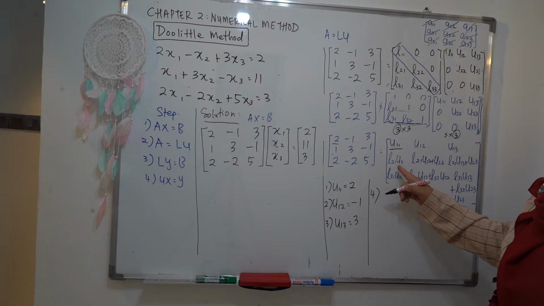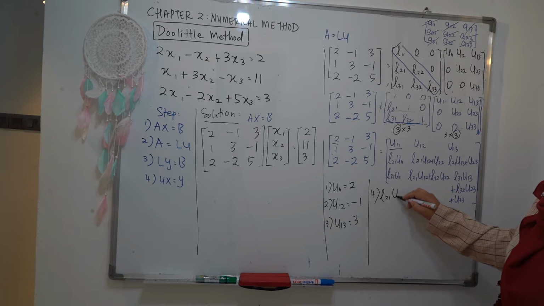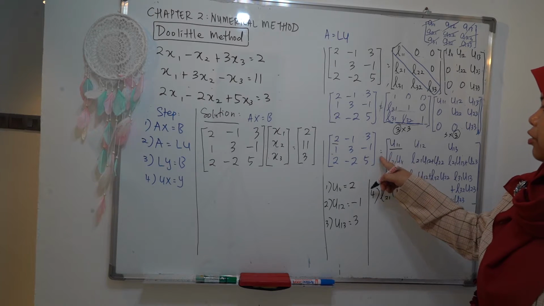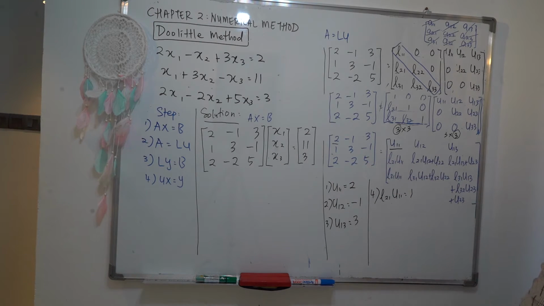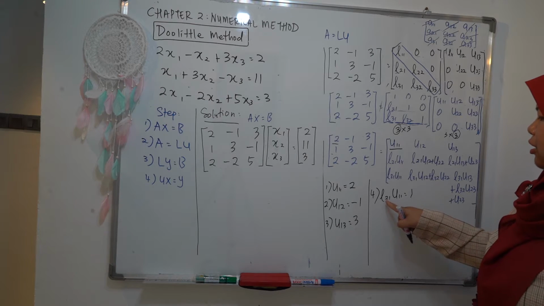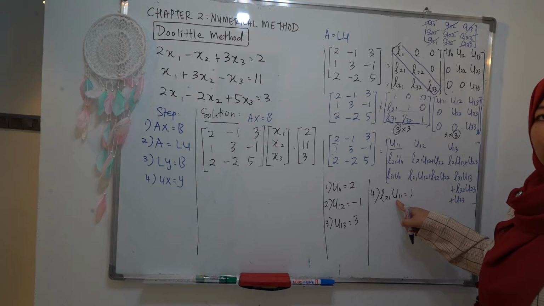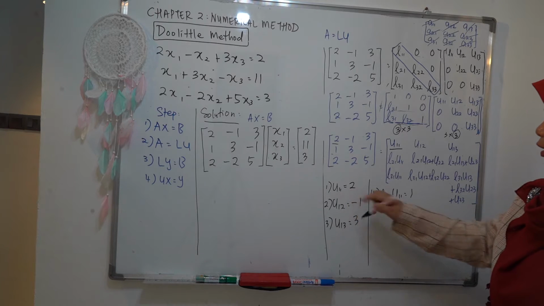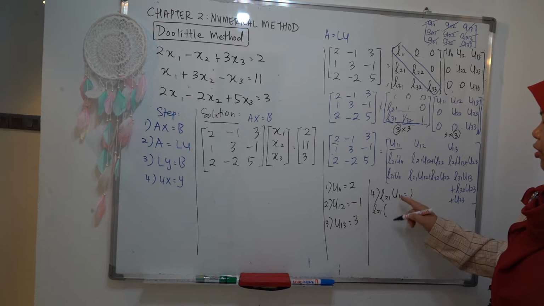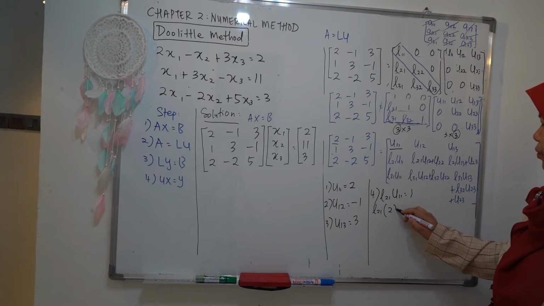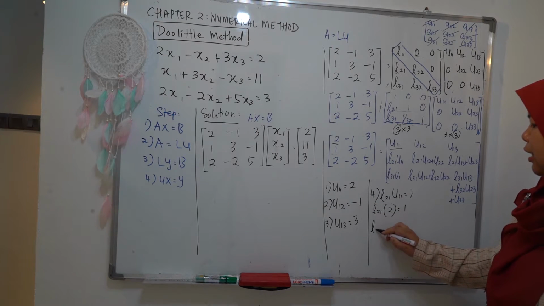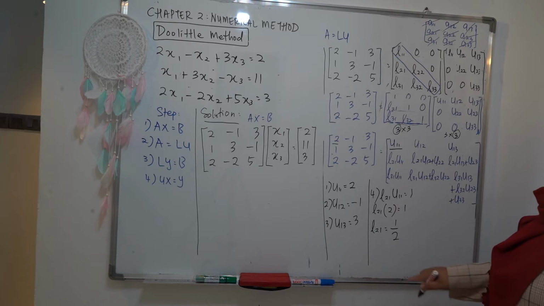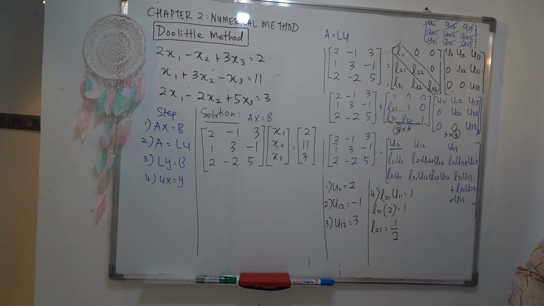Okay, number 4 is L21 U11, equal to, we compare, 1. So you can see here there are two elements, L21 and U11. So what do we want to find here? We already have the value of U11. So in L21 U11 we substitute U11 with 2. So for L21 we get 1/2. Okay, I'm out of space here, so I have to erase first.